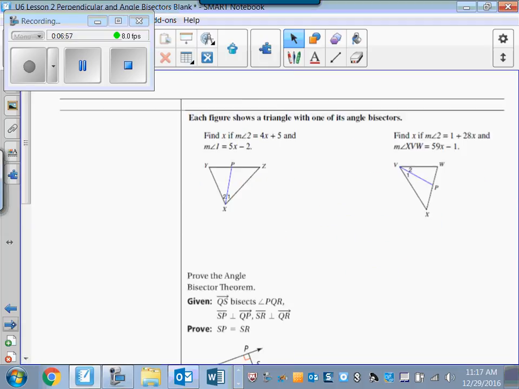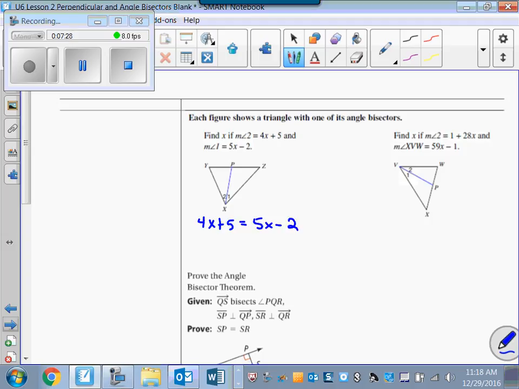All right, I think we may have some more examples. Let's see here. Yeah, one of its angle bisectors. All right, find x. The measure of angle 2 is 4x plus 5, and the measure of angle 1 is 5x minus 2. Well, that's an angle bisector, right? XP is an angle bisector, so all I do is set these equal to each other. 4x plus 5 equals 5x minus 2. So if I subtract the 4x and add the 2, I'm going to end up with x equals 7 there. That was an easy one.